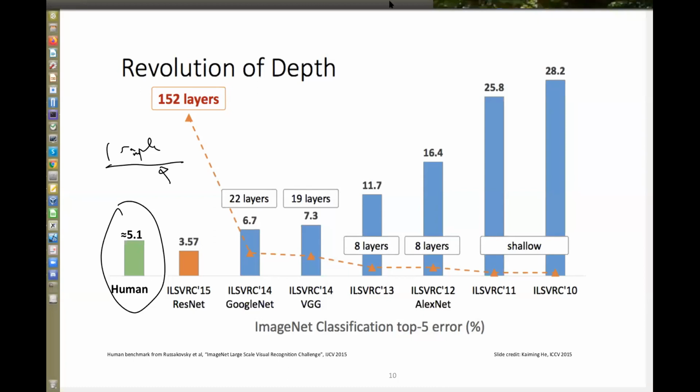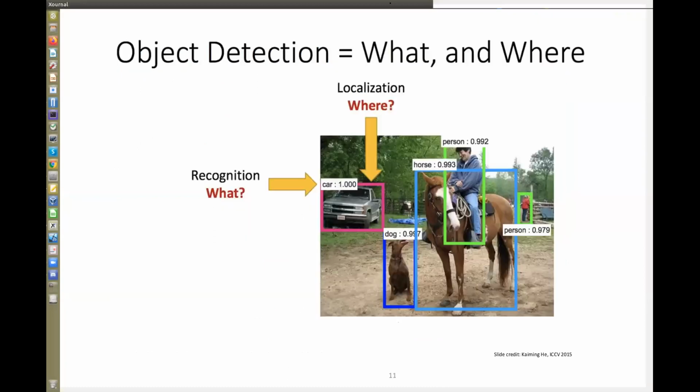And this is for classification. We can have even more challenging problems, for example object detection. Now for the image, inside the image you have more than one object that you are interested in. So you not only want to identify what kind of object it is, you also want to locate it. So I want to say, okay, this is a car.